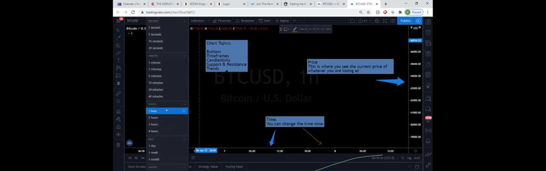Right now I have it set for 1 hour. What that means is when I show you the candlesticks, every candlestick is going to be representative of an hour's worth of time. And then if I were to change it to 15 minutes, each candlestick would be worth 15 minutes worth of time. So one candlestick on this time frame right now is worth an hour, but whenever I change it, that one candlestick will be worth 4 candlesticks on a 15-minute time frame, because there are 4 15-minute segments in an hour.